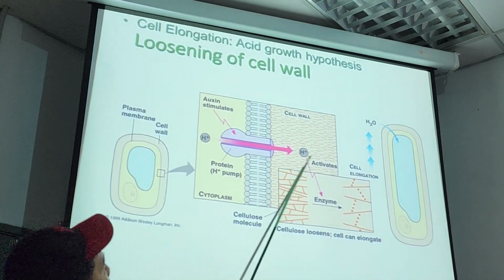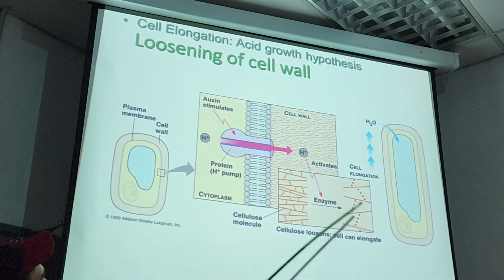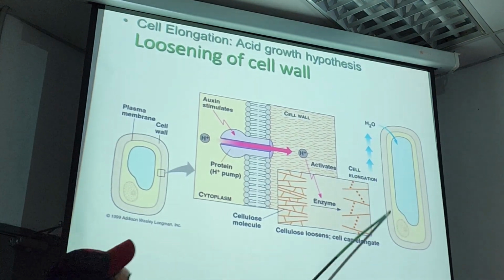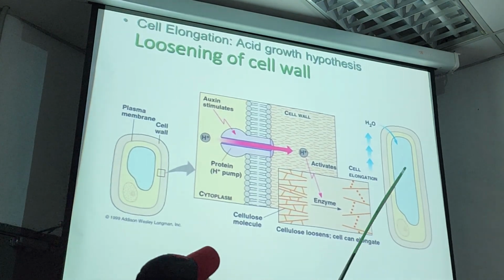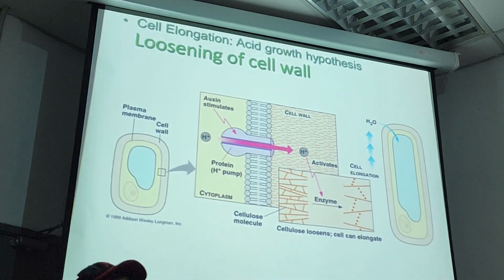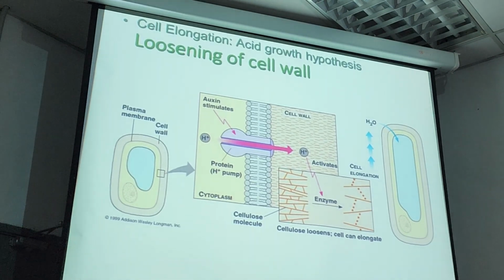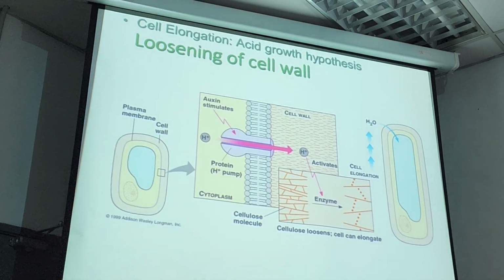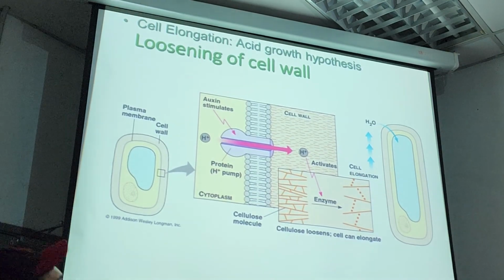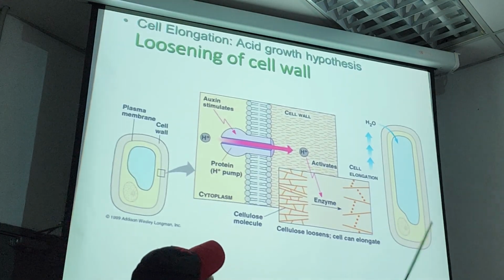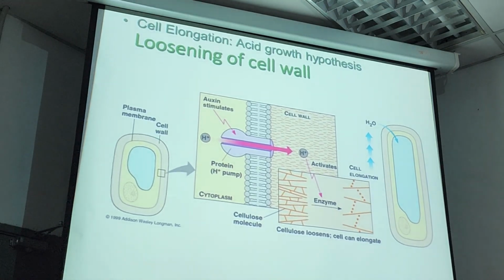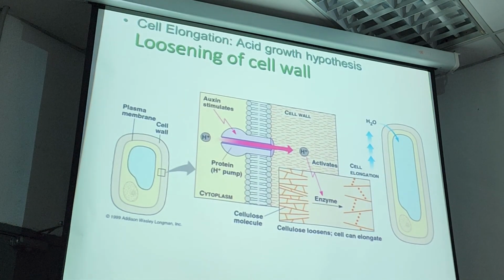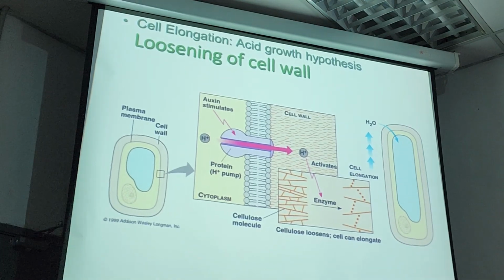And when this happens, the cell will soften and it can elongate. Why? Because remember, the vacuole that is filled with water is always pushing. You have your water potential. Remember you learned water potential before this? So there's also always a pressure that is pressing against the cell wall. Now that the cell wall is soft, it's good. When I press, it goes that way. Before this, when it's pressing, nothing much can move.